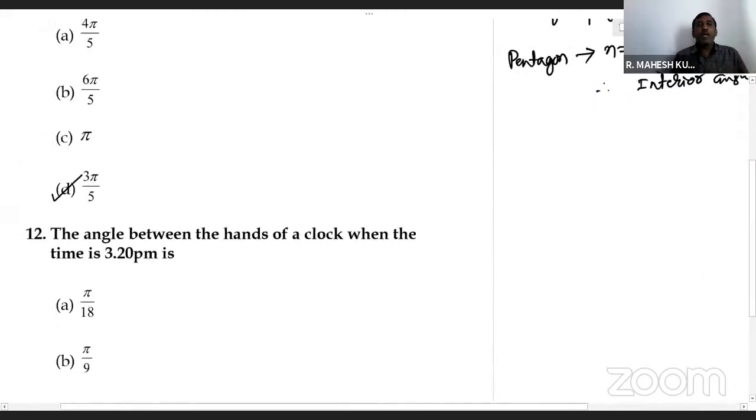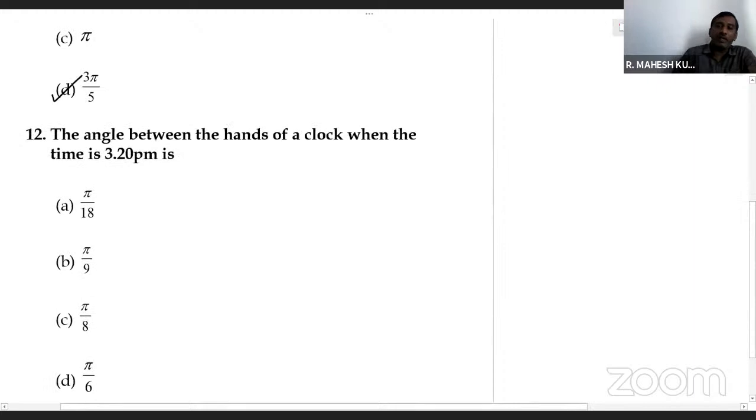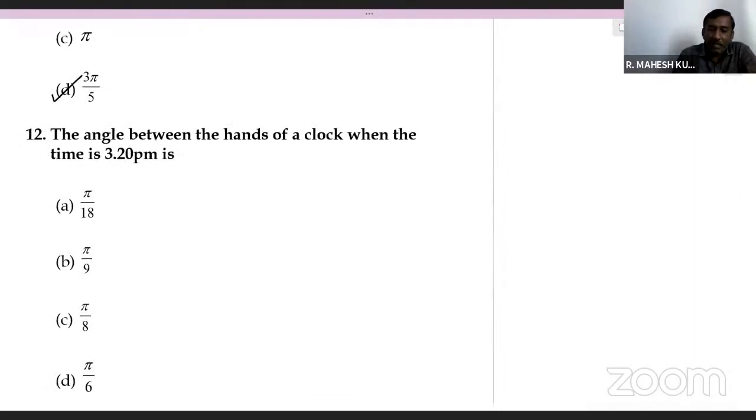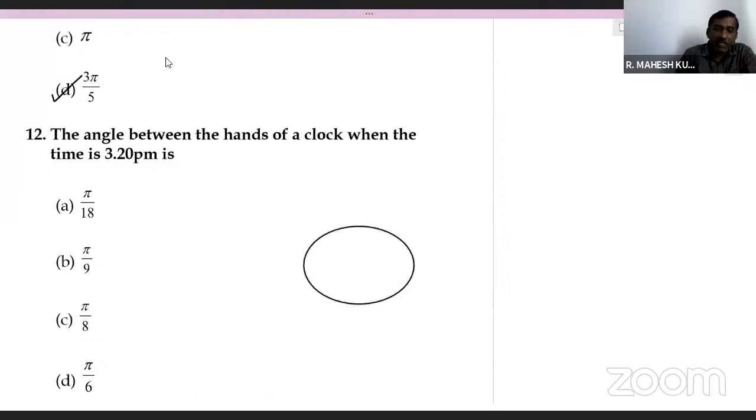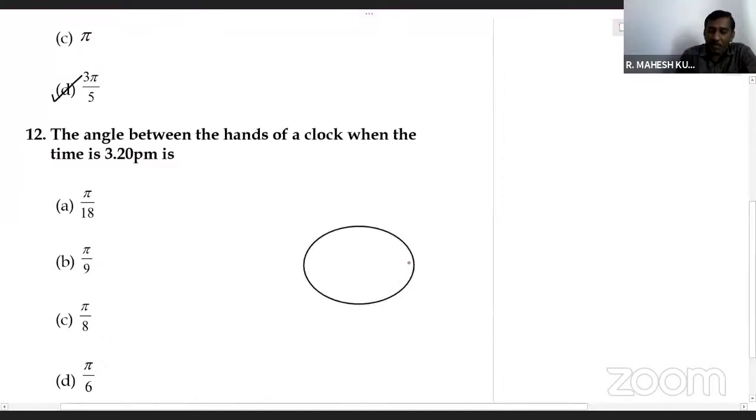Again, you have the angle between the hour hand and minute hand. The angle between the hands of a clock when the time is 3 hours 20 minutes. Now you have to try this. 3 hours 20 minutes. 3 hours and 20 minutes. At 3 hours 20 minutes, let us see what is going to be the position of the hour hand and minute hand.